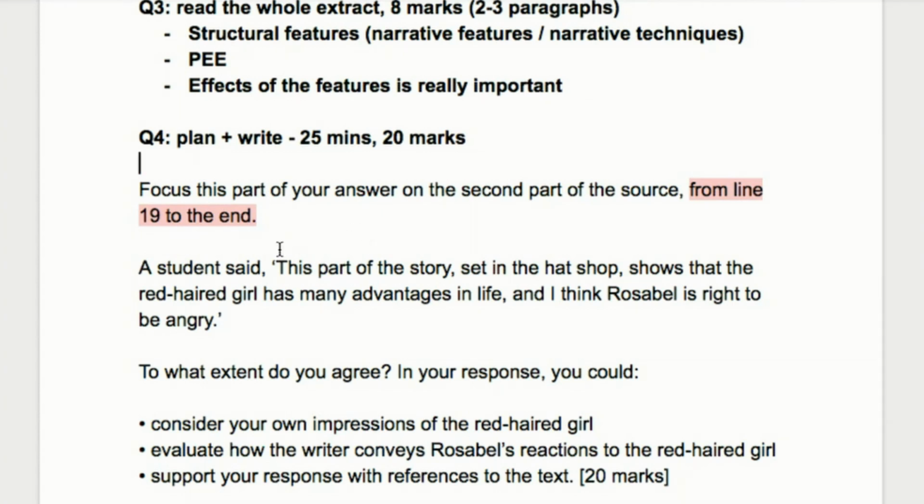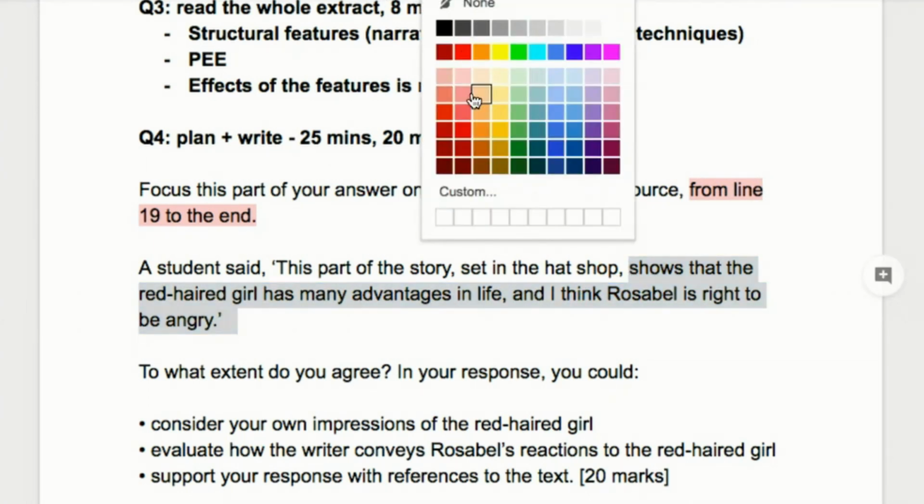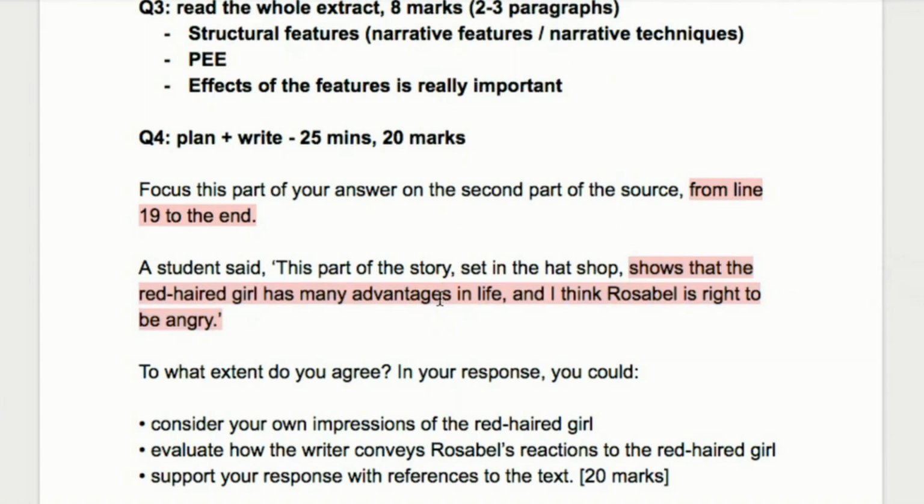Then we have an opinion. So the student says, this part of the story shows that the red-haired girl has many advantages in life, and I think that Rosabelle is right to be angry. So that basically is an opinion. It's somebody's interpretation of this part of the story and their personal kind of feelings about that story.